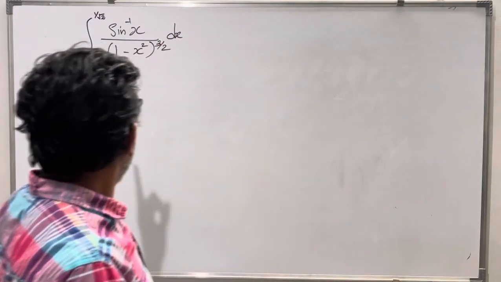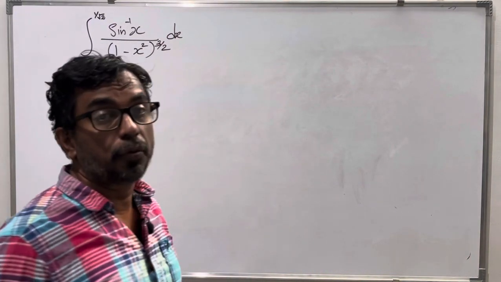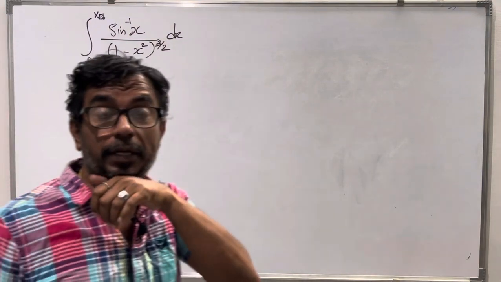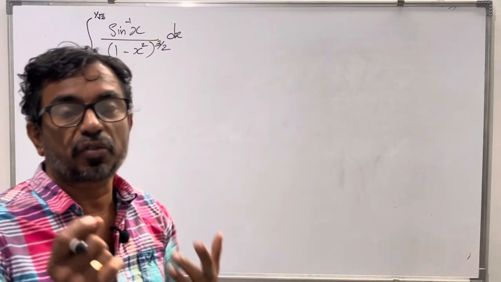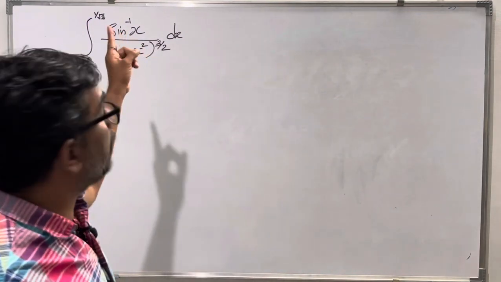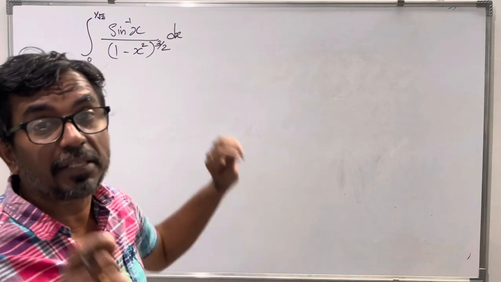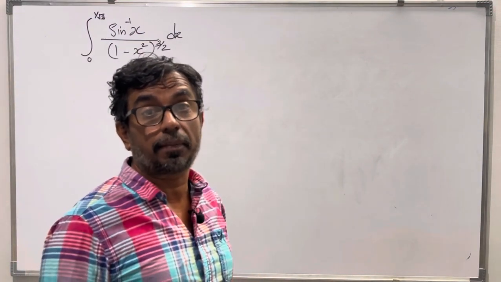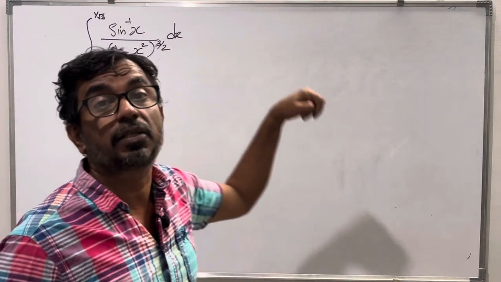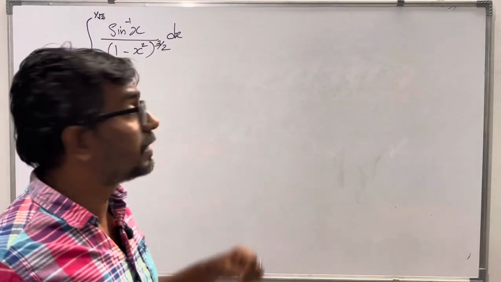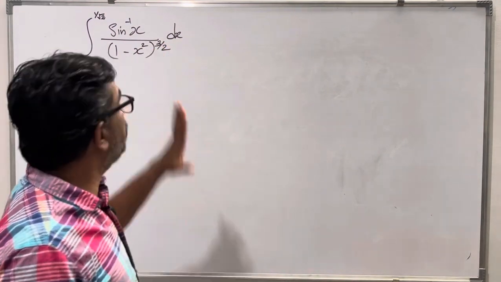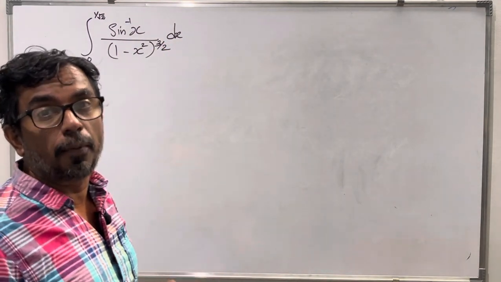Question: integral 0 to 1 by root 2 of sine inverse x divided by (1 minus x square) to the power 3 by 2 dx. This question is slightly difficult because usually when you have sine inverse x, you should have its derivative, 1 by root of 1 minus x square. Here 1 by root of 1 minus x square is not directly available. Instead of power 1 by 2, we have 3 by 2 here. So how do we go about this?